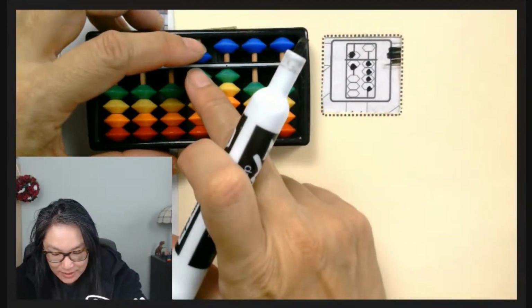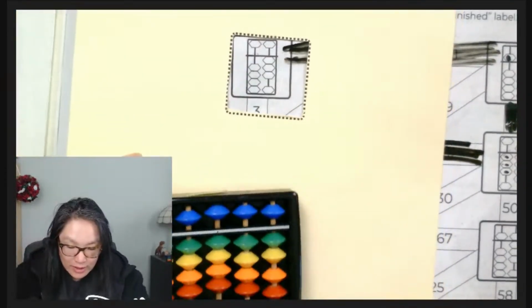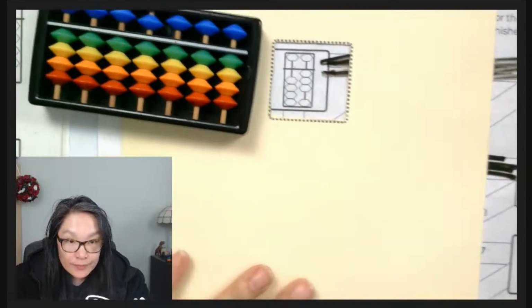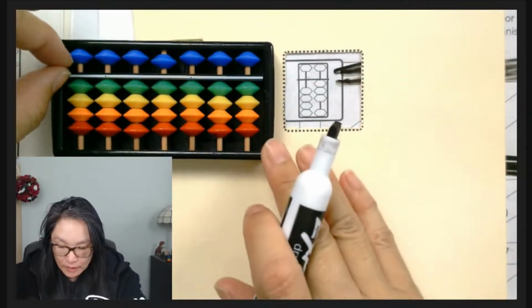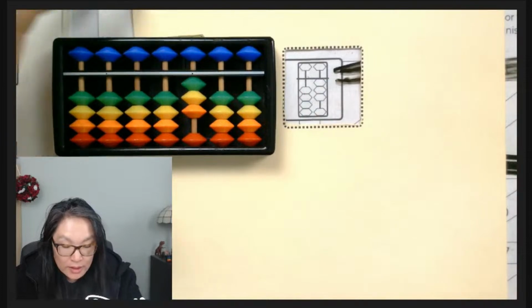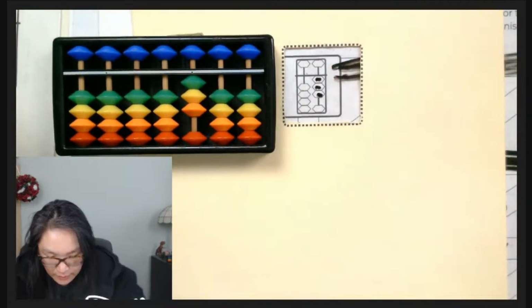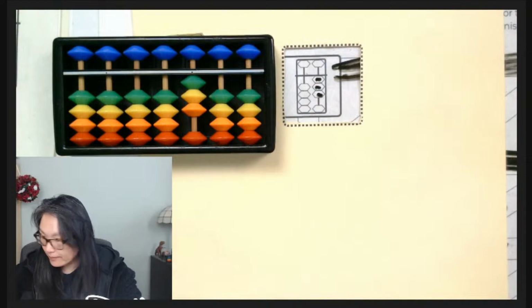It is 64. So 64, yes. So we're going to do 64, and then we're going to go to the next one. So hopefully this makes sense. And what we're doing is we're just doing a maze, and we're just following the abacus. And so if I had one like that, that's what that is.